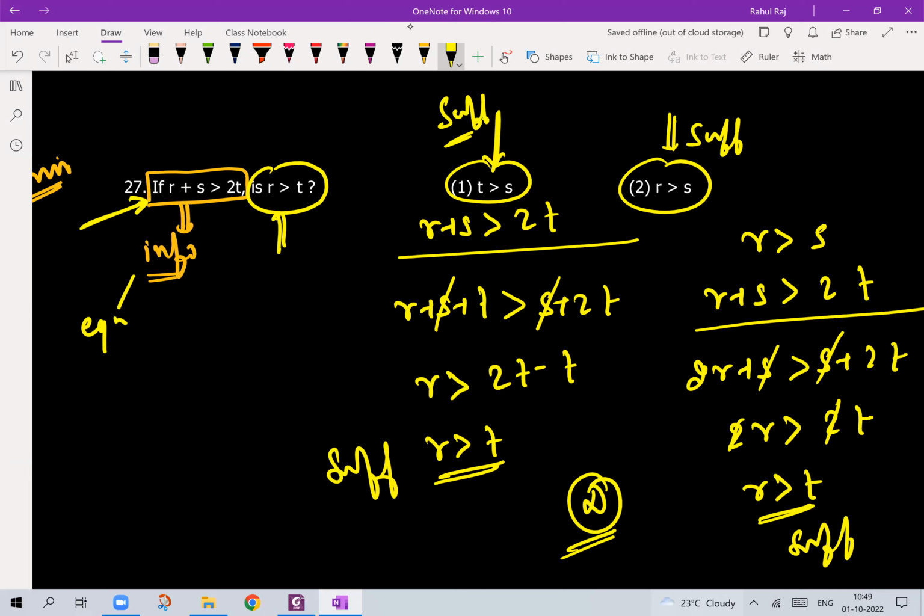Agreed? But if any one of these statements is sufficient, you will never combine the statements at all. Combination of statements is only done when you are very sure that option number 1 is not sufficient, option number 2 is not sufficient. Agreed? Okay. Clear? Ankita, Rajesh, Ritu, is this clear?